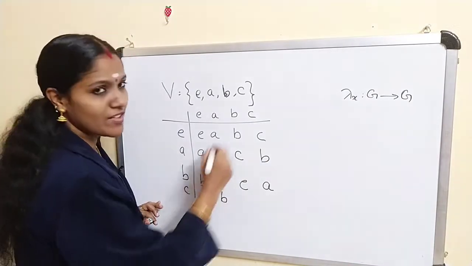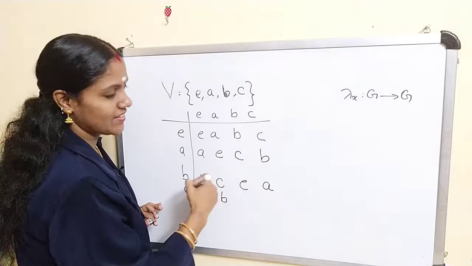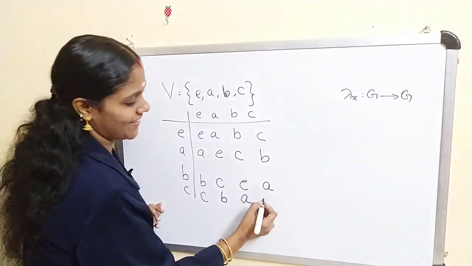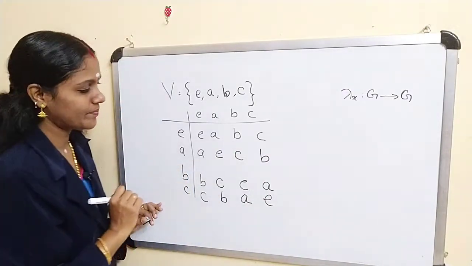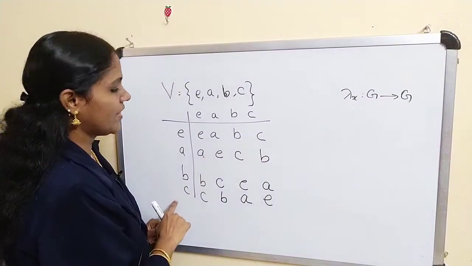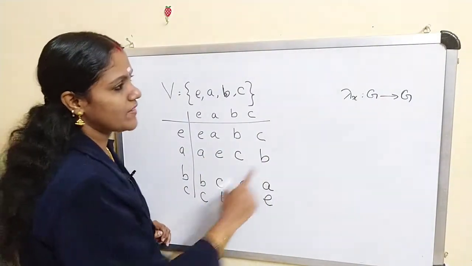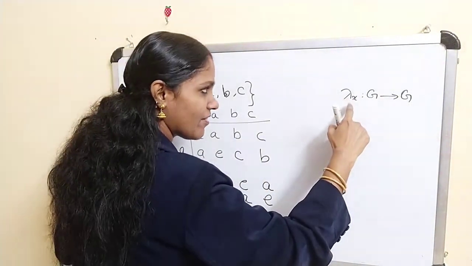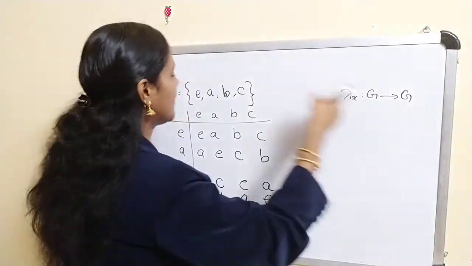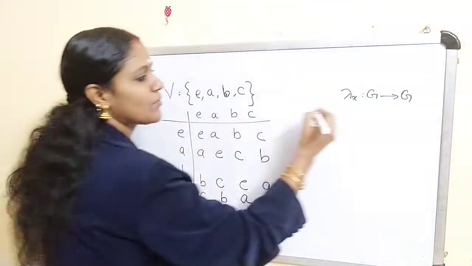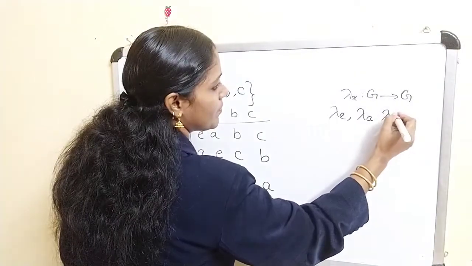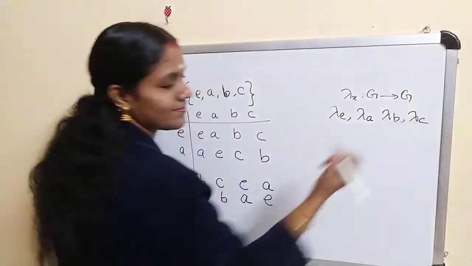B, what is CB? CB, A, CC, E. Okay. Now what is lambda x? So we have the Klein four-group here. First we have to define lambda x for every x belongs to G. Here G is the Klein four-group. So we have to define lambda E, lambda A, lambda B and lambda C.